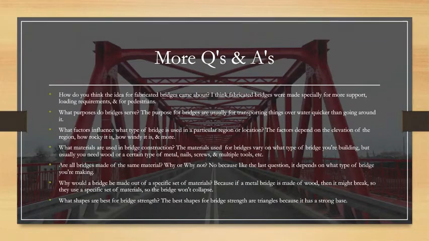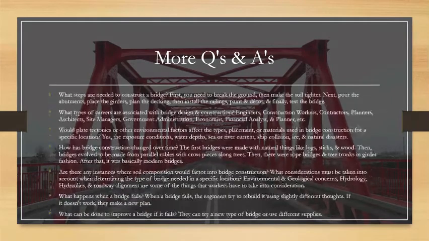Why would a bridge be made out of a specific set of materials? Because if a metal bridge is made of wood, then it might break, so they use a specific set of materials so the bridge won't collapse. What shapes are best for bridge strength? The best shapes for bridge strength are triangles because they have a strong base.